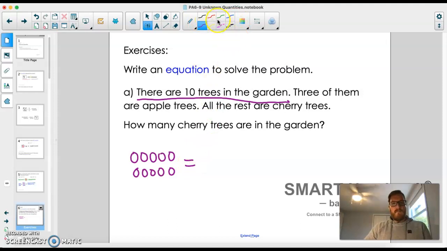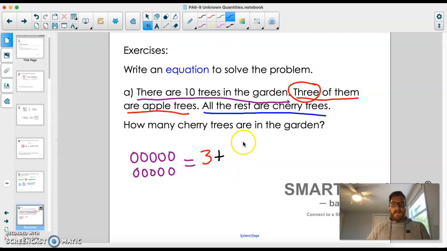And that's going to equal, right? That's the next part. So then the next part, it says 3 of them are apple trees. So that's a number that I know because it says 3, right? And then that's going to be added to this third part where it says all the rest are cherry trees. Now it doesn't give us a value, so that's an unknown, right?